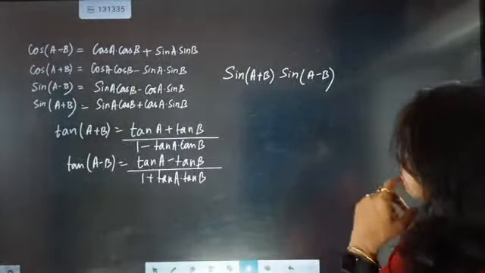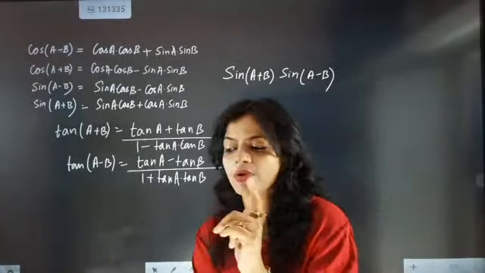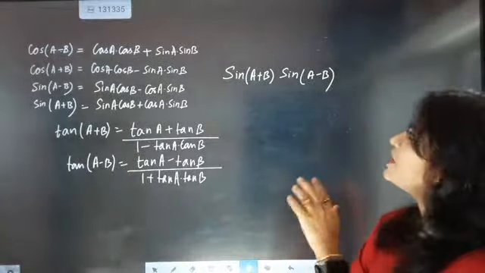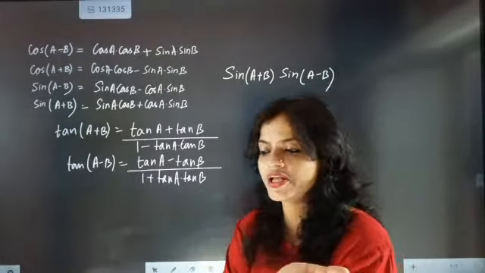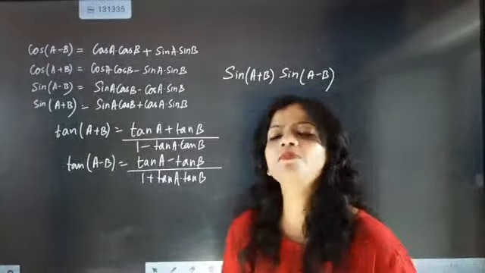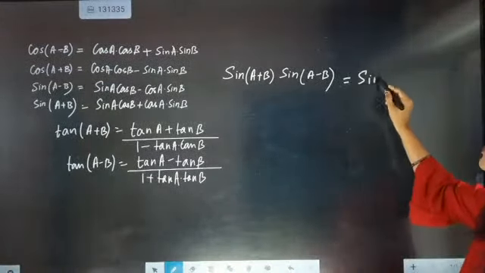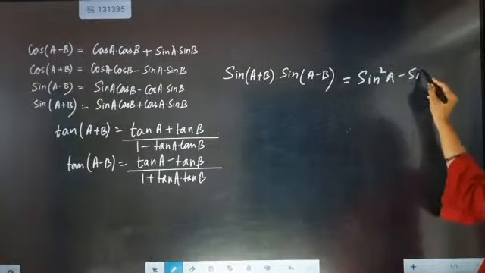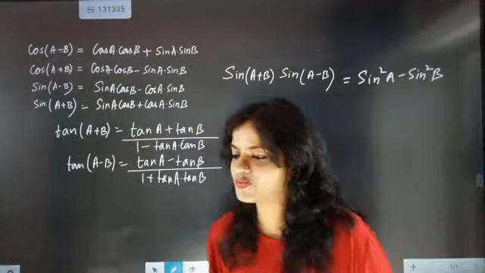So sin(A+B) sin(A-B). Now you know the formula: sin A cos B plus cos A sin B, and sin A cos B minus cos A sin B. That part plus and minus will be there, and then you just have to multiply and convert. So the simple method is to write this formula. It will become sin square A minus sin square B, so sin(A+B) into sin(A-B).